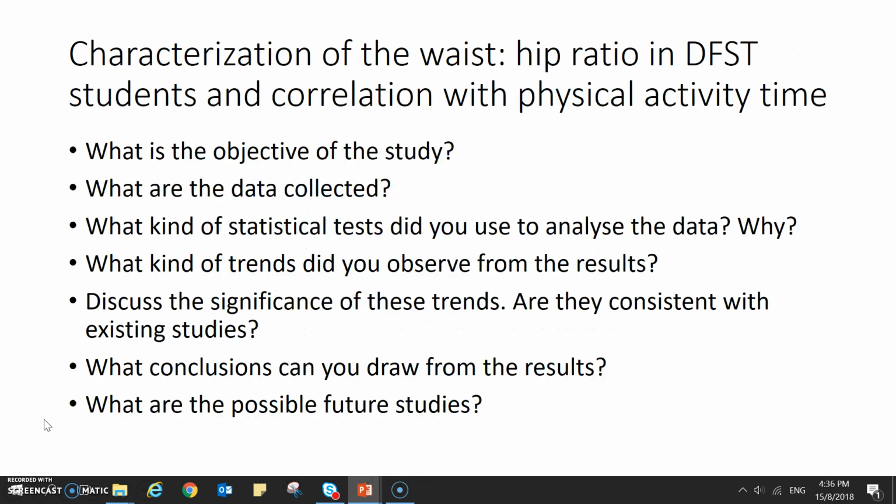As one of the in-class activity, you have measured the waist-hip ratio of your class as well as record down your class, the respective gender as well as physical activity time of each individual. Now, let us look at this particular study using these data that you have collected in class. The title of the study is to characterize the waist-hip ratio in DFST students and correlation with physical activity time.